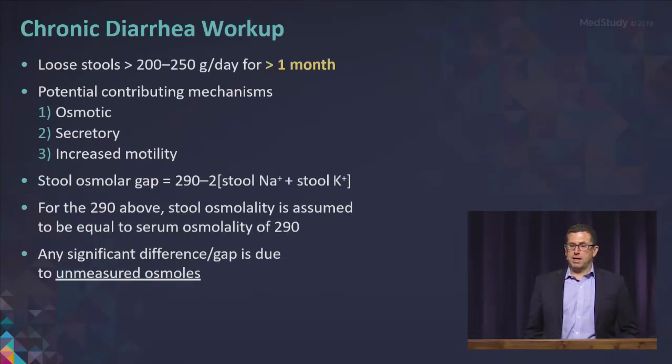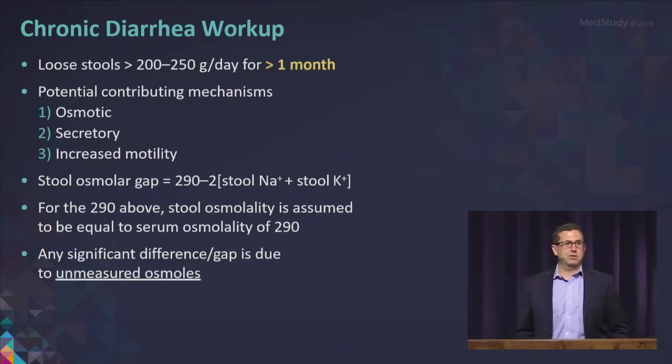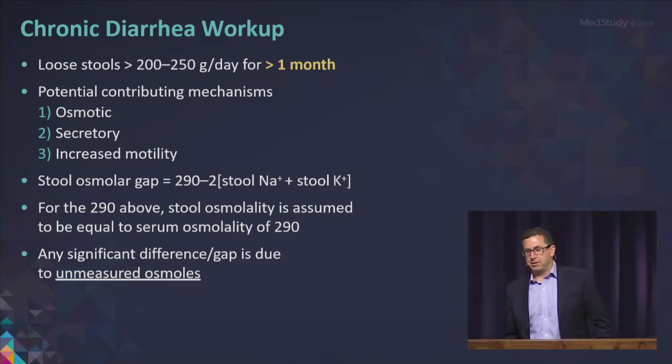When you're talking about chronic diarrhea, you're looking at symptoms for more than a month. There are a number of potential contributing mechanisms that you've probably heard of. There could be osmotic diarrhea, secretory diarrhea, or increased motility. There's the dreaded stool osmolar gap discussion that everyone tries to order, and sometimes we just can't get it. So the formula is 290 minus 2 times (stool sodium plus stool potassium). For the 290 above, stool osmolality is assumed to be equal to serum osmolality of 290. Any significant difference is due to unmeasured osmoles.